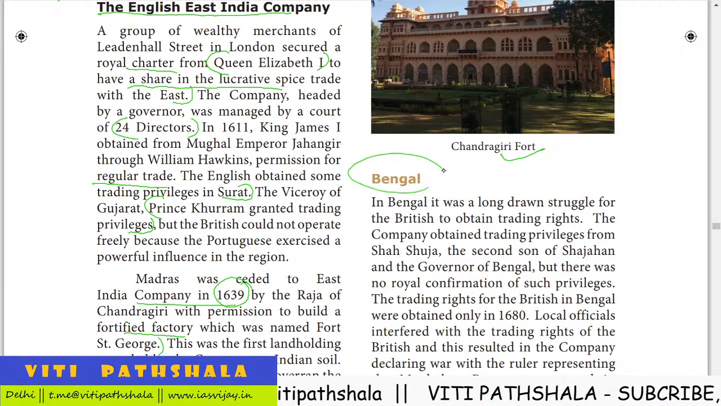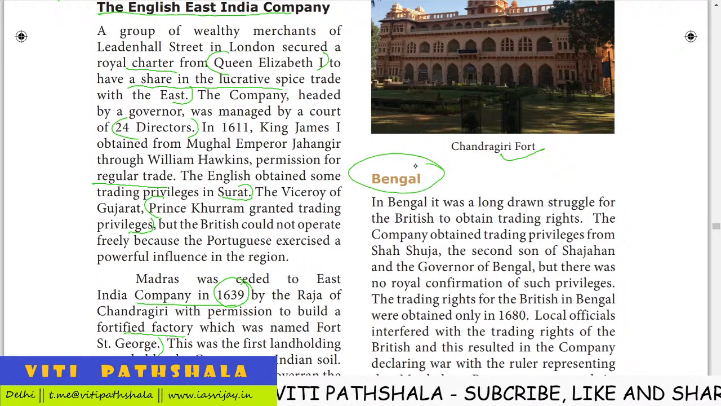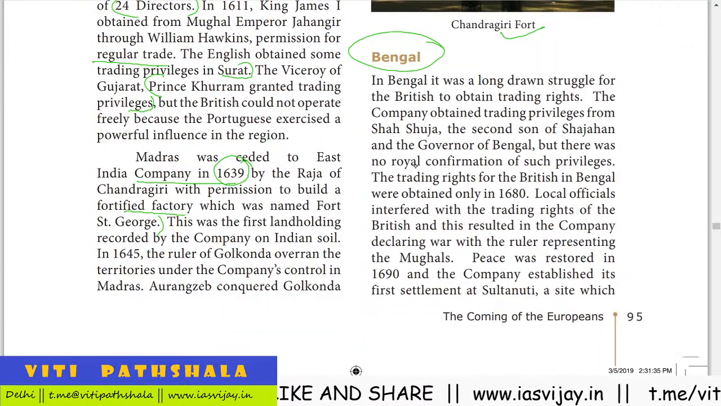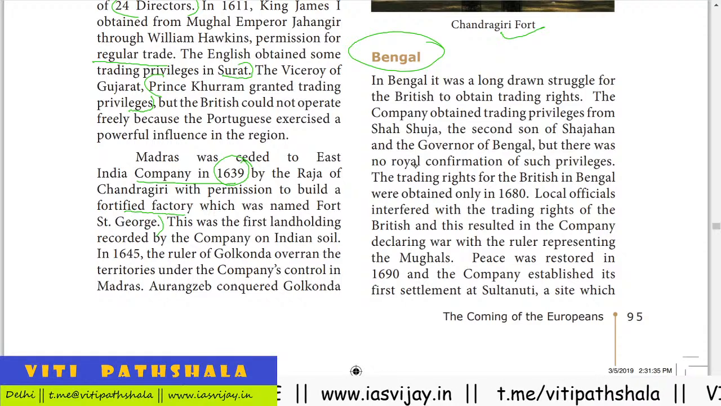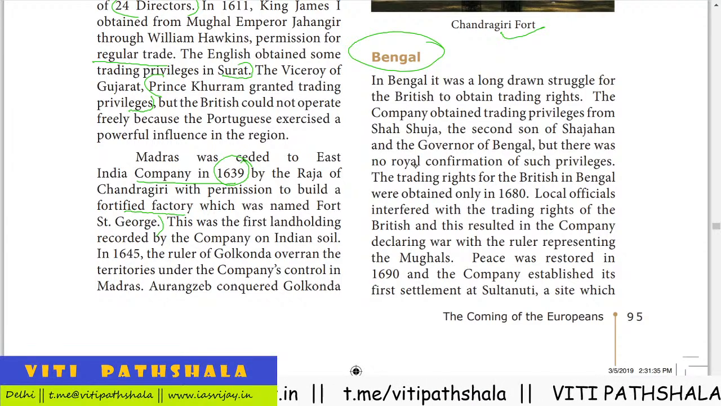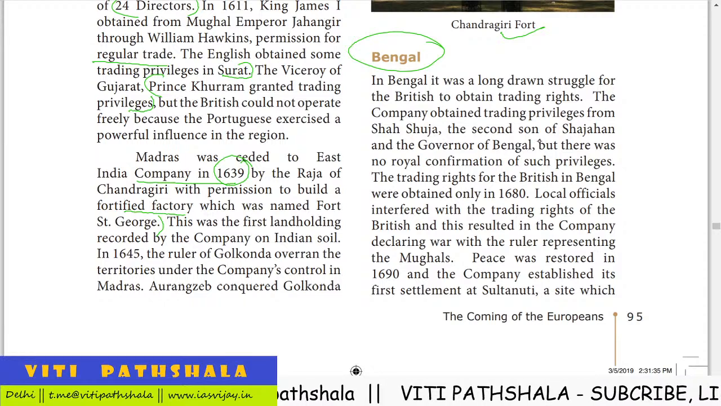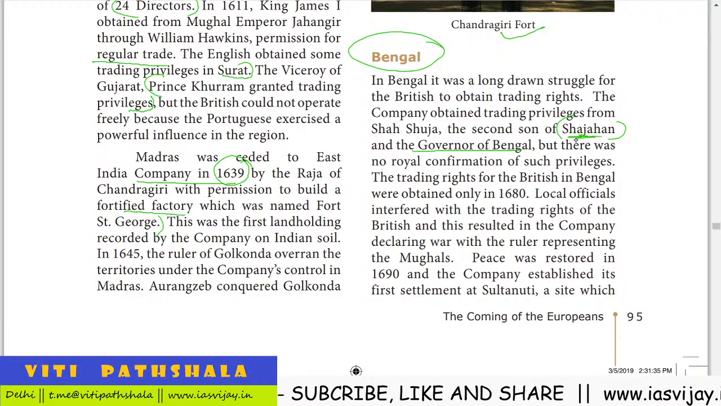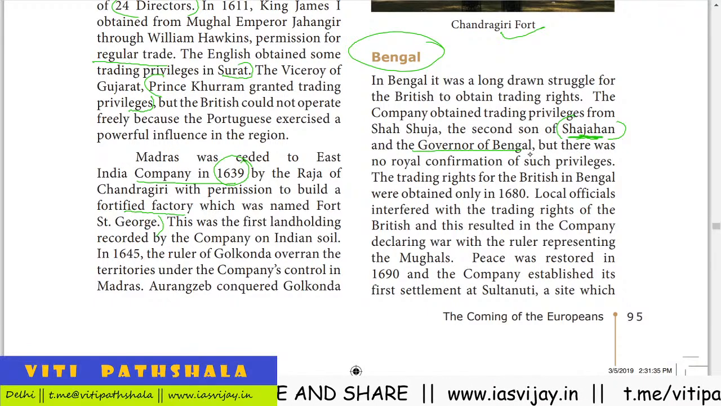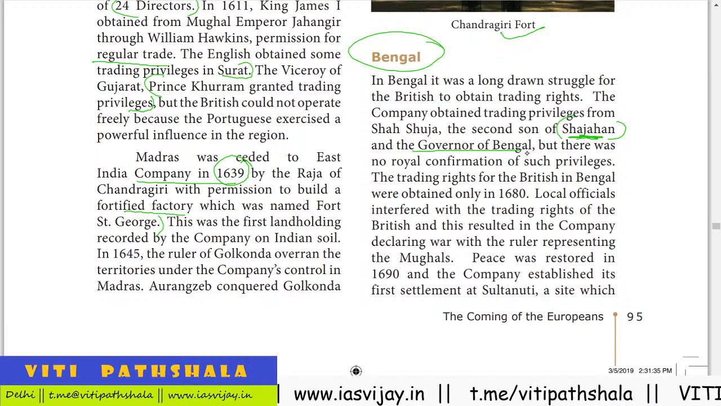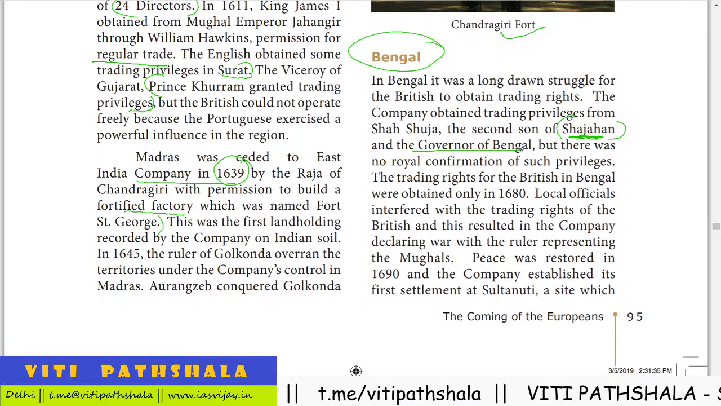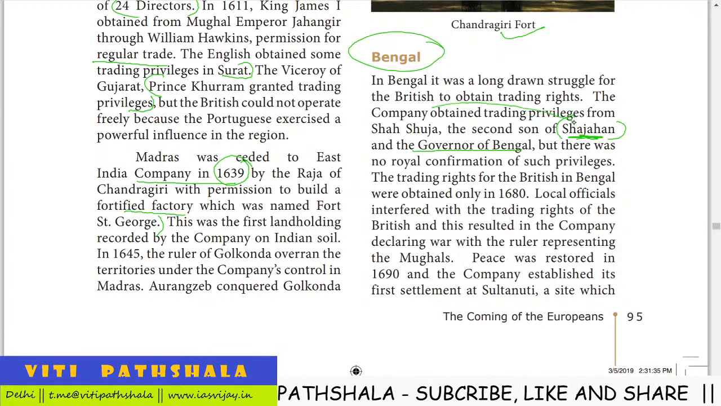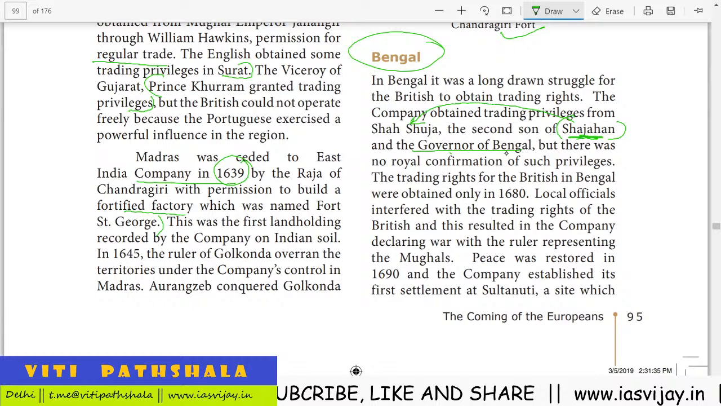Now next comes Bengal. In Bengal, it was a long drawn struggle for the British to obtain trading rights. The company obtained the trading rights from Shah Shuja, the second son of Shah Jahan, the governor of Bengal. He is not the Mughal ruler, but the governor of Bengal. So this person is Shah Jahan, and his son Shah Shuja was the governor of Bengal.